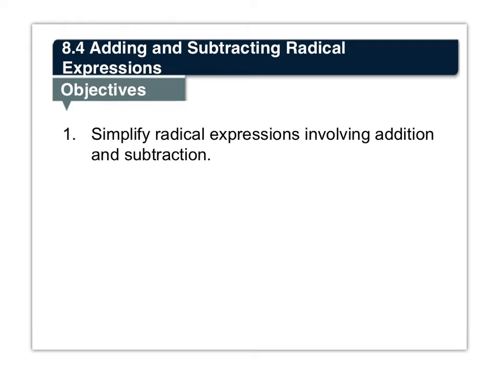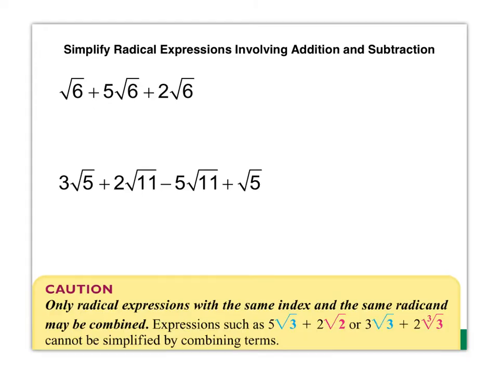In section 8.4, we're adding and subtracting radical expressions. Our objectives are to simplify radical expressions involving addition and subtraction. We can only combine radicals that have the same index and the same radicand. We consider them to be like terms.